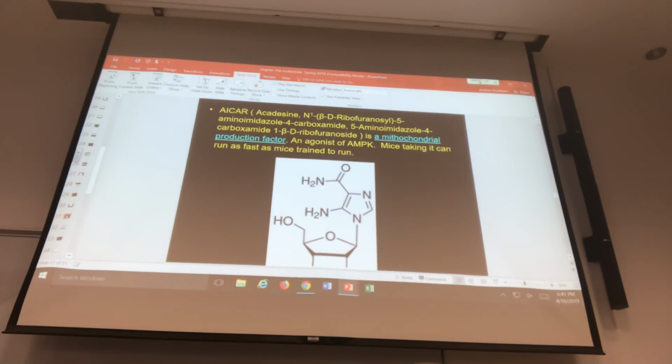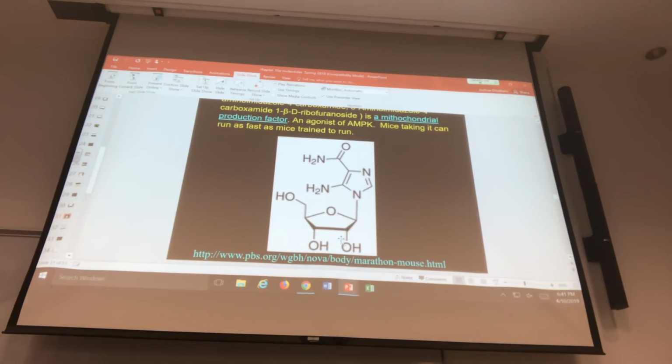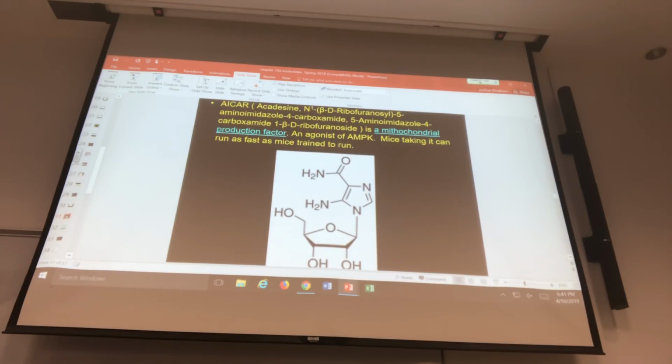Oh, this one's interesting. ICAR, I can almost guarantee you this is going to show up on the exam in some fashion. You need to know what it does and what it looks like. Again, in previous semesters that wasn't important. This semester it might be important. So make sure you know what ICAR looks like and that it is a mitochondrial production factor. It's a performance-enhancing drug, of course, so if you want to cheat at some athletic event, you can take this.